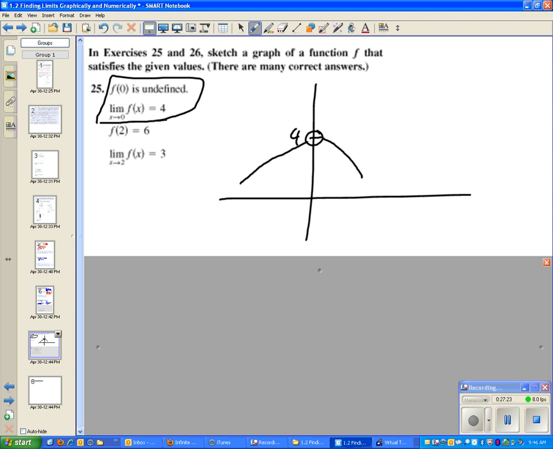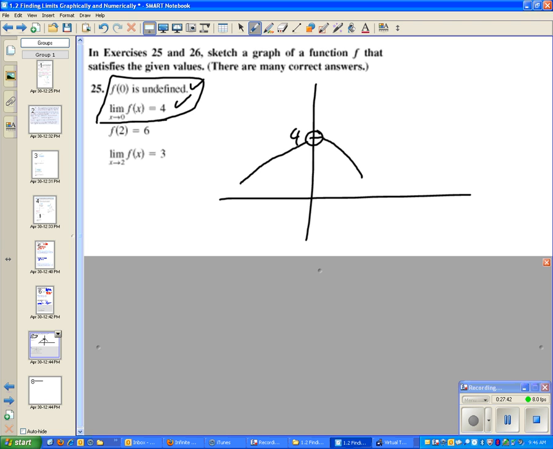Now, do I know if it's linear or curved or steep or flat? I don't know any of those things. Okay? But I've satisfied both of those conditions, haven't I?